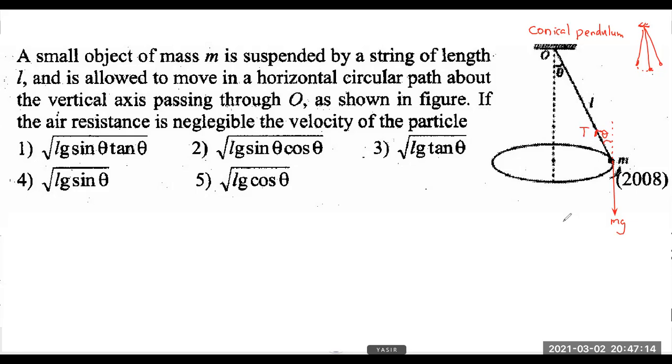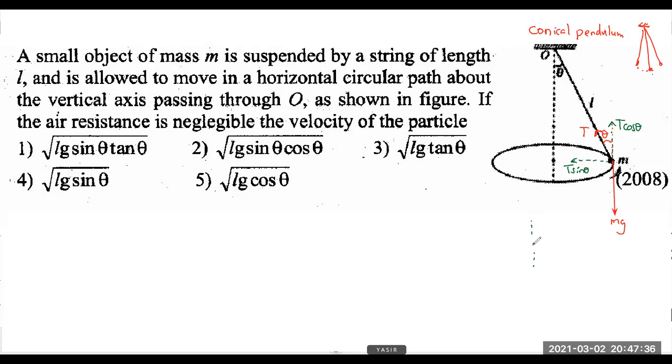But we can't use T directly. We rather have to take the components of T. So there will be a vertical component of T, that is T cos theta, and there will be a horizontal component of T towards the center, that is actually T sin theta. And not only that, there is one more thing we need to be mindful about. I will draw the diagram again separately.